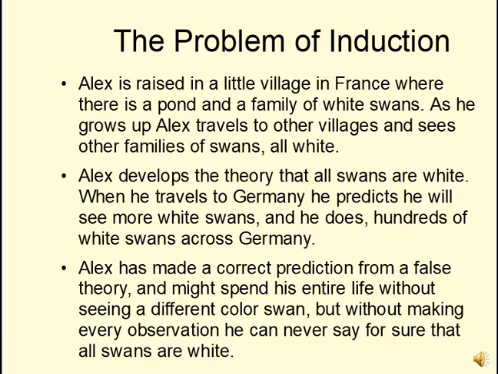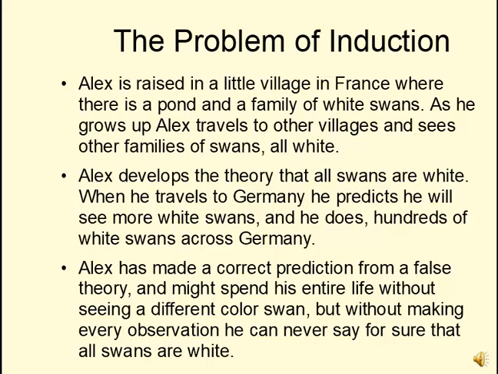This is induction by enumeration, right? He's making observations. He's gathering evidence. He develops a theory: all swans are white. So he travels to Germany, and he uses that theory. He says, based on my experience, based on the observations that I've made, I will see more white swans in Germany. And he goes to Germany, and what do you know? He goes to more ponds, and he sees hundreds of white swans across Germany.